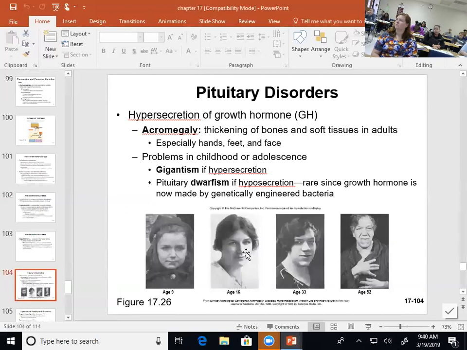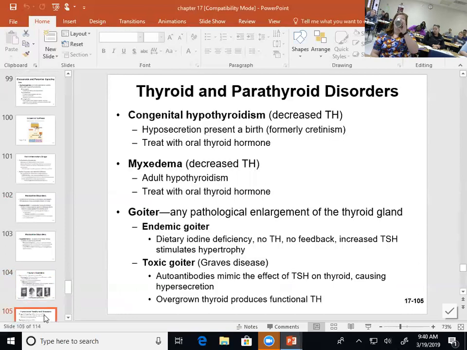Okay, and then with acromegaly, we said this young woman had sort of normal progression, but then the hypersecretion happened in adulthood, so you can see how these irregular bones continue to grow.